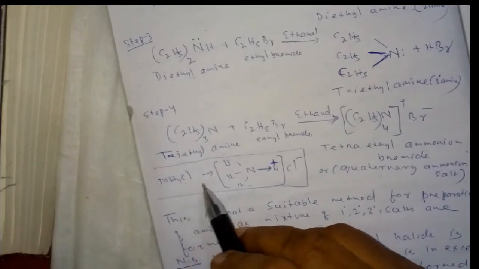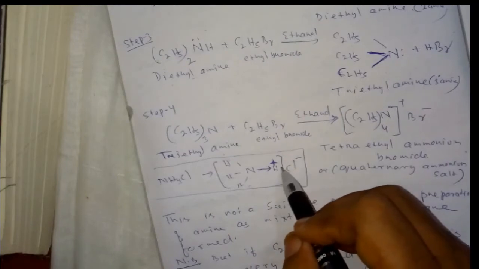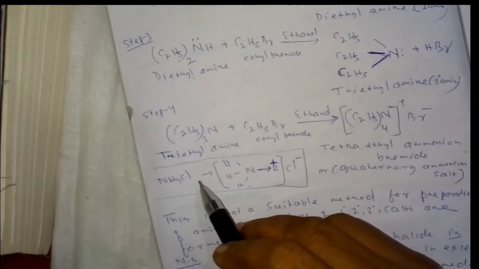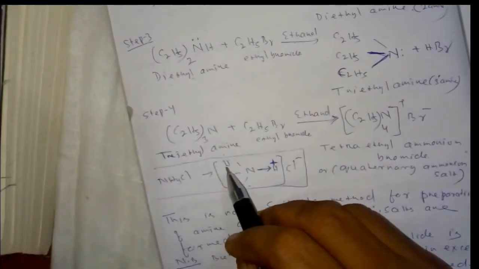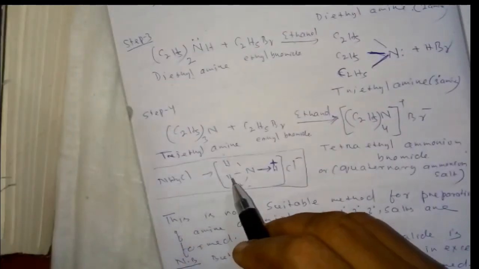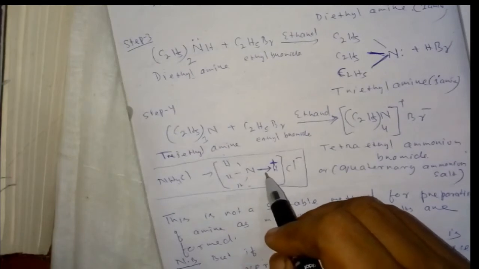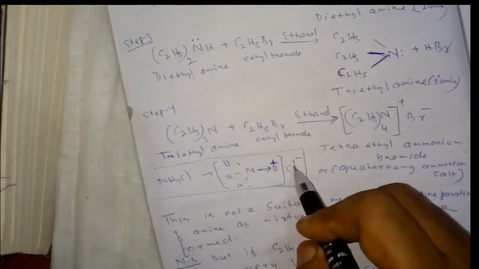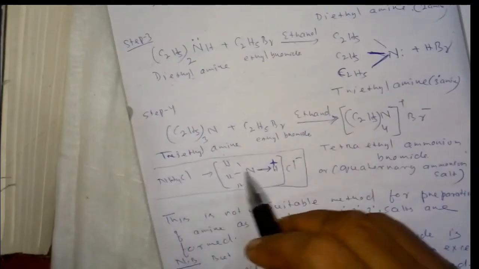In ammonium chloride, ammonia is attached to H plus by a coordinate bond, and these are attached by an ionic bond. So 3 types of bonds are present here. There may be a question: give an example of a molecule in which 3 types of bonds are present. This is the example of ammonium chloride. Here a covalent bond is present, a coordinate or dative bond is present, and also an ionic bond, plus and minus, is present.